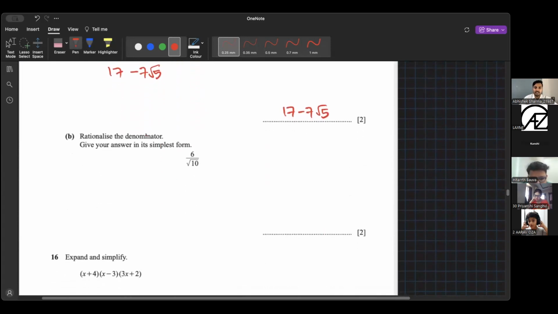Moving on to part B, it says rationalize the denominator. Give your answer in the simplest form. Now in the denominator, we have only one term. We don't have a binomial. So we can simply multiply with the same root, that is root 10 upon root 10. In the numerator, we'll get 6 root 10. In the denominator, we'll get root 10 into root 10, which is 10. Now 2 3s are, 2 5s are. So the answer will be 3 root 10 over 5.